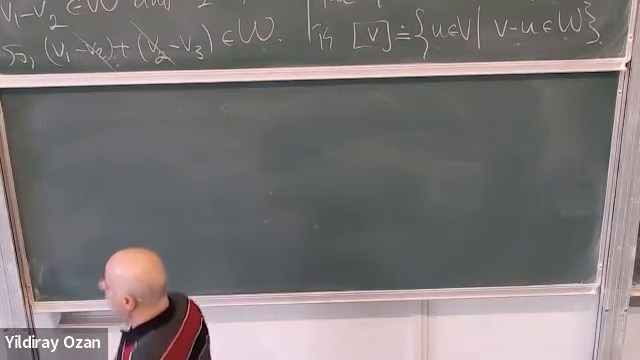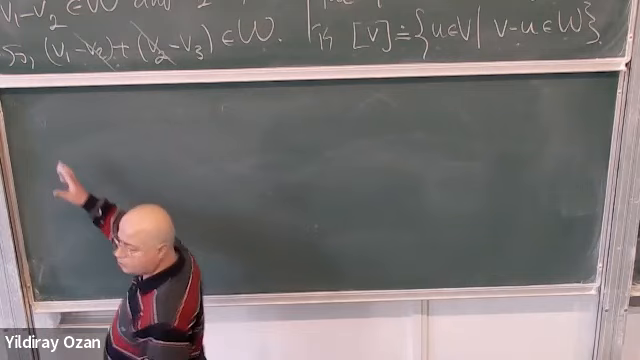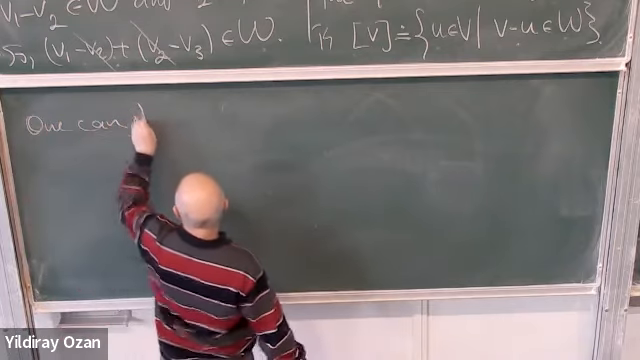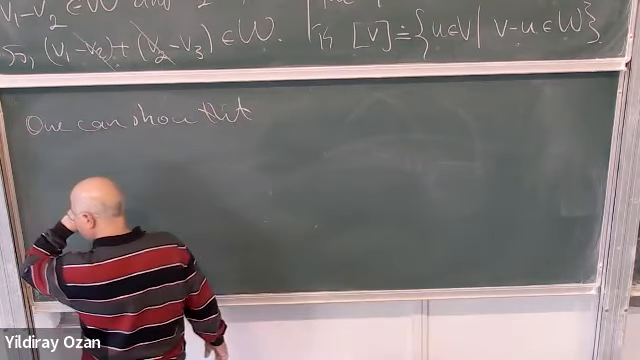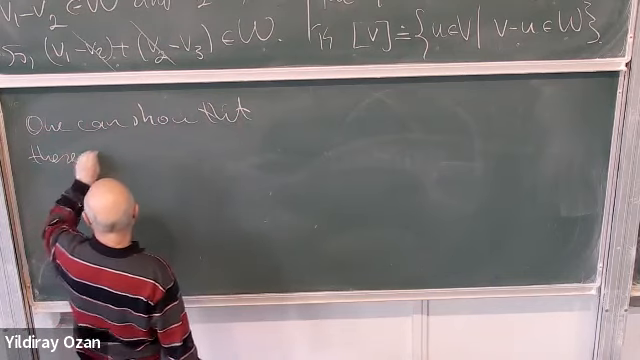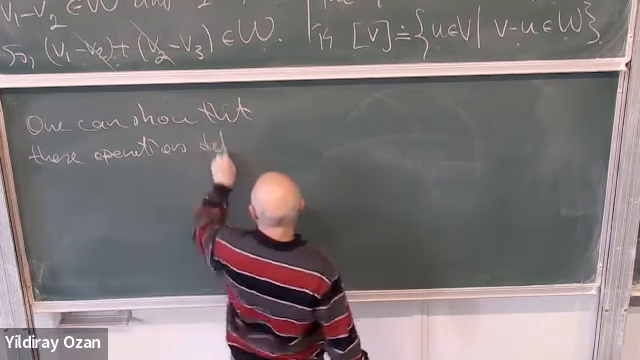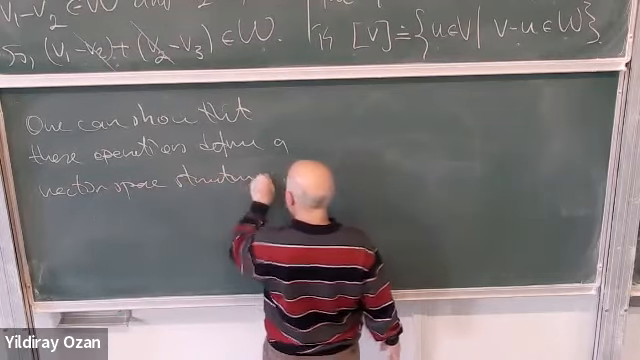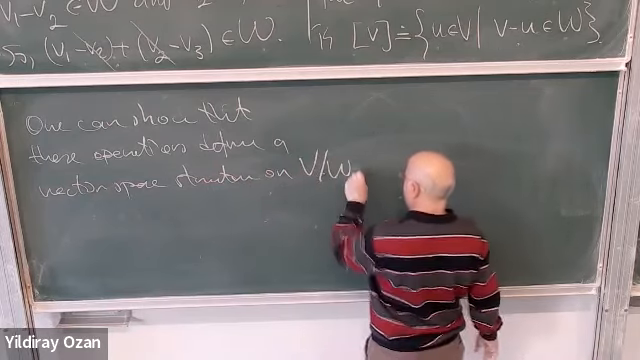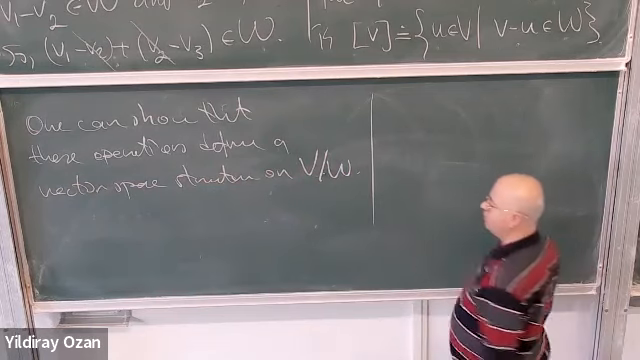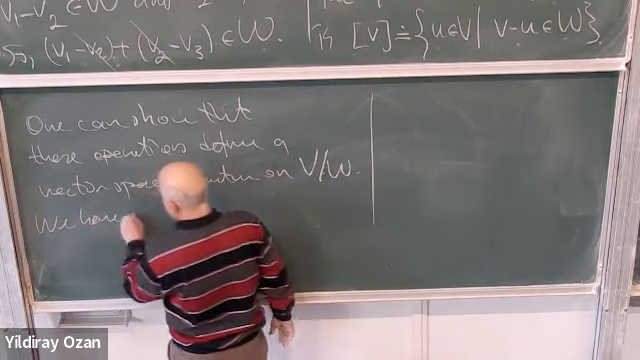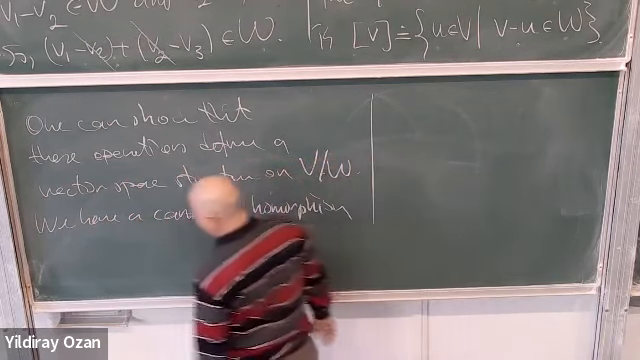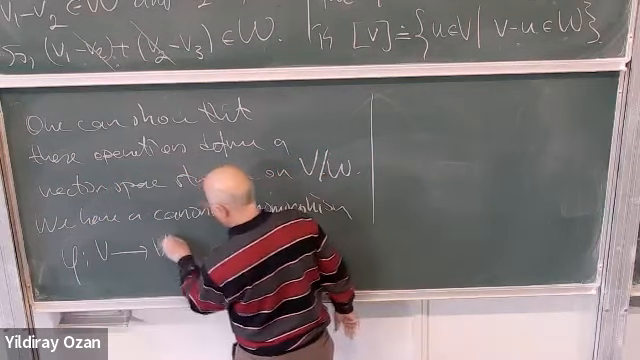Okay. I will not go through all of them, but one can show these operations define a vector space structure on V over W. We have a canonical map, a canonical homomorphism, let's say phi from V into the quotient.